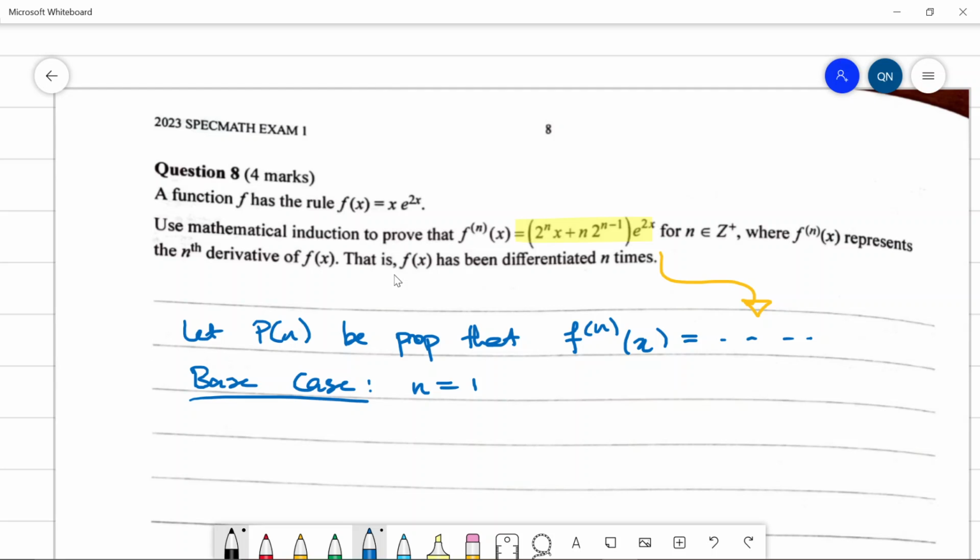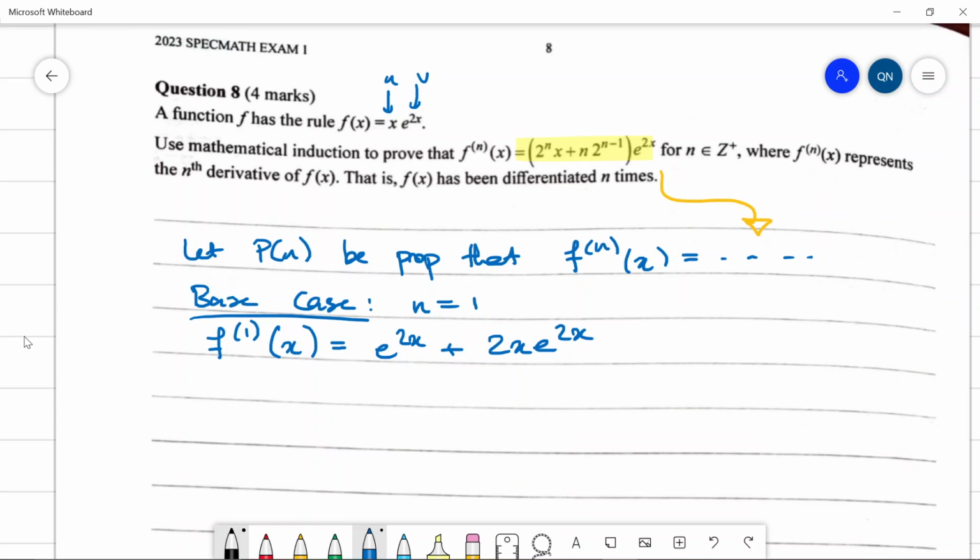You check that. So you just need to calculate f prime of x, or f1 of x, I guess. So f1 of x is equal to, you do chain rule, not chain rule, product rule, and you do a bit of chain rule as well. So that's going to be, let's call this u, let's call this v over here. So you do vu dash, which is e to the 2x, plus uv dash, which is 2x e to the 2x. Alright, so u and then v dash. Right, so does that fit our P1 proposition?